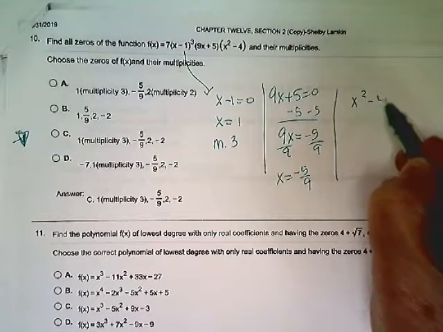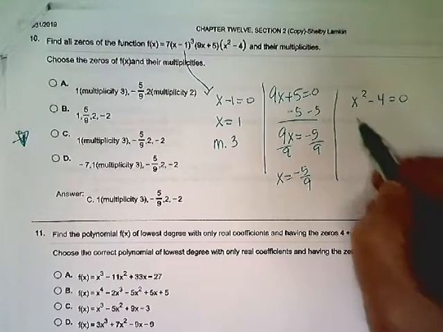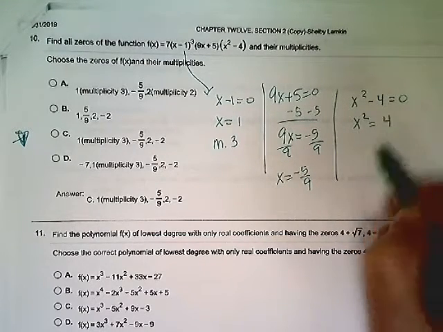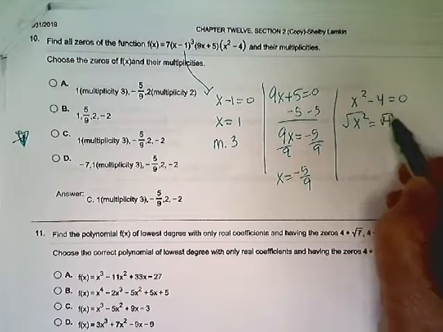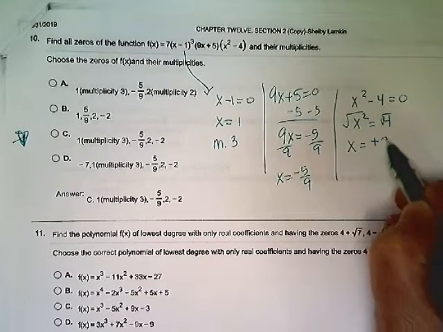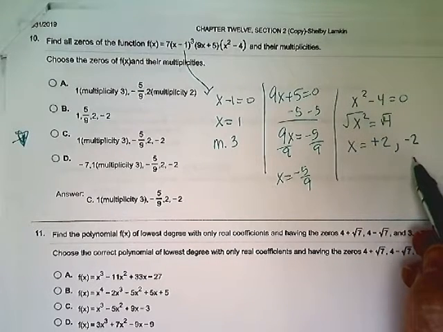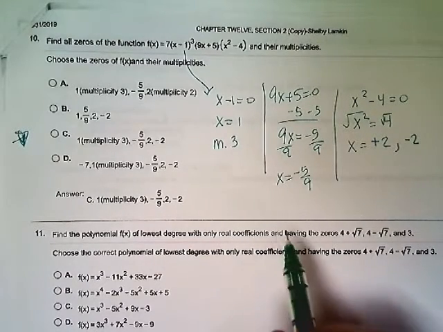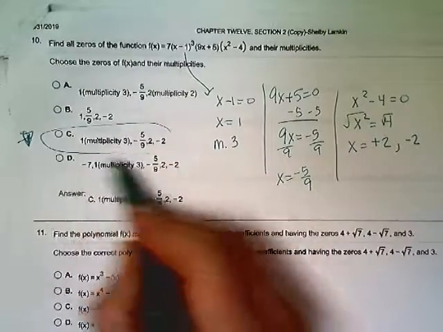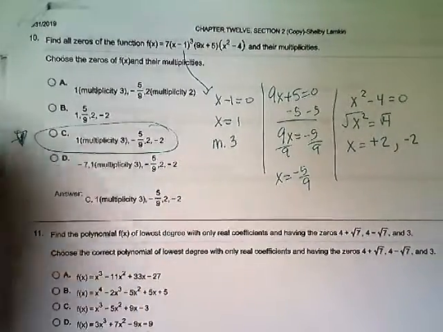X squared minus 4 equals 0. X squared equals 4. Take the square root. X is equal to positive 2 or negative 2, each of which only has a multiplicity of 1. So the correct answer here is C. Okay?